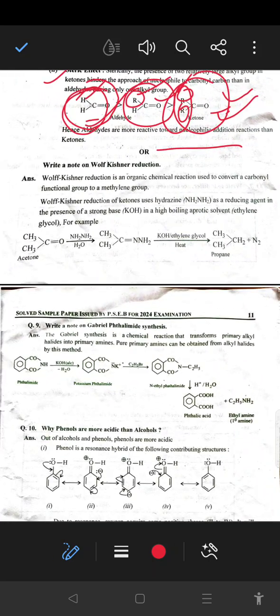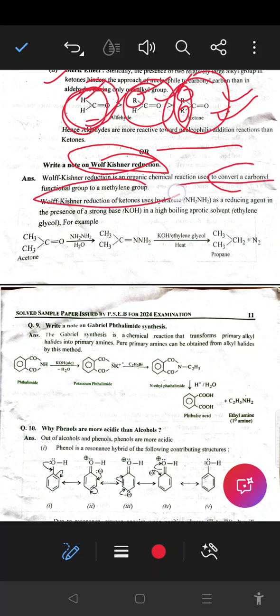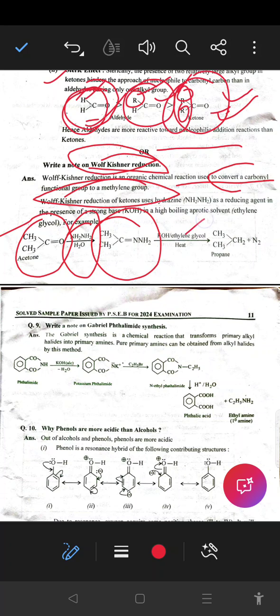Second, write a short note on the Wolff-Kishner reduction reaction. The Wolff-Kishner reduction is a very important reaction. It is a chemical reaction used to convert the carbonyl functional group into the methylene group. In the Wolff-Kishner reduction reaction, the ketone is treated with hydrazine, forming an imine (hydrazone) product, which is further treated with hydroxide and ethylene glycol, forming alkane as the major product.